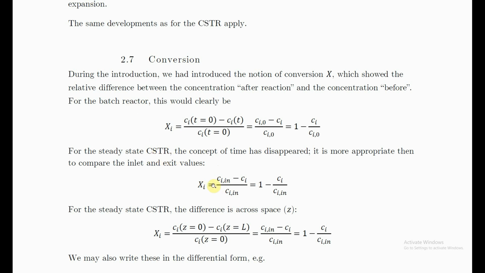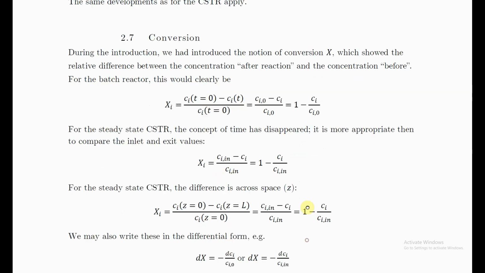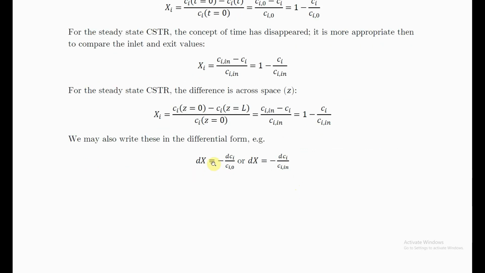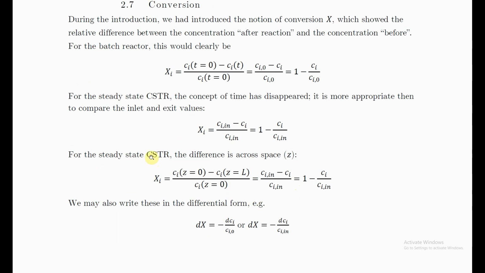So for the CSTR case, we take C in minus the concentration in the reactor and divide by the inlet concentration. So this is 1 minus Ci over Ci in. So it's a kind of analogy. This one is more like across the reactor. This one is across time. And then in terms of the PFR, this should say PFR. Please make this correction. That should say PFR, not CSTR.